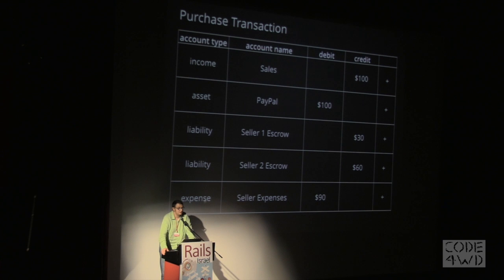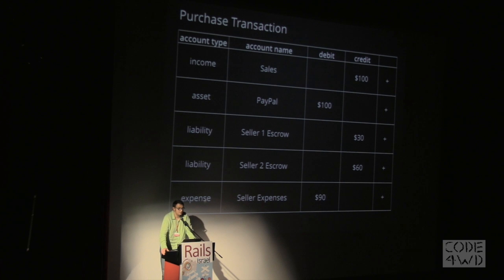We can record some history and look at every item that touched this transaction to have an immediate report of how many sales have been done up to a particular point in time. We will also debit the asset account on PayPal, because this is the money that we've got. We will record two liabilities, for seller one and seller two, on a liabilities account called escrow.